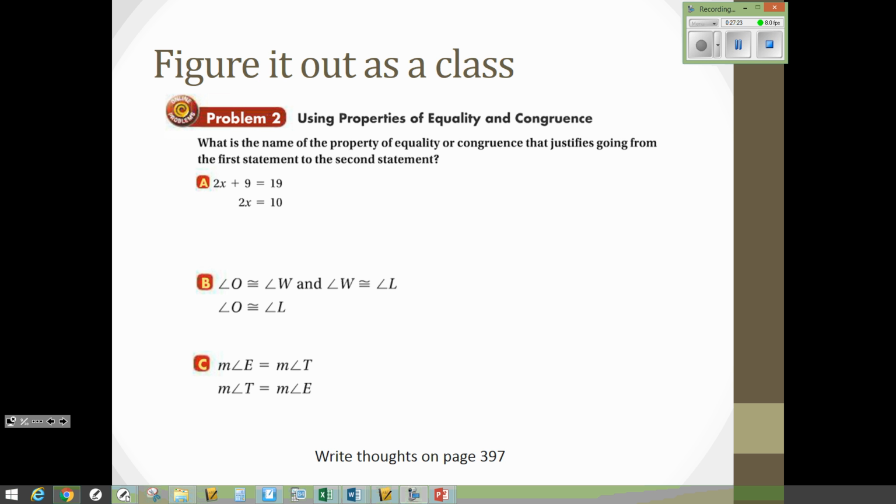Table 9, what did you guys come up with for C? Symmetric property of congruence, right? Or equality. Okay? By the way, does anybody know what this means? Yeah, the measure of angle E, right? If we put an M in front of it, we're saying the measure of that angle or whatever else. Okay?